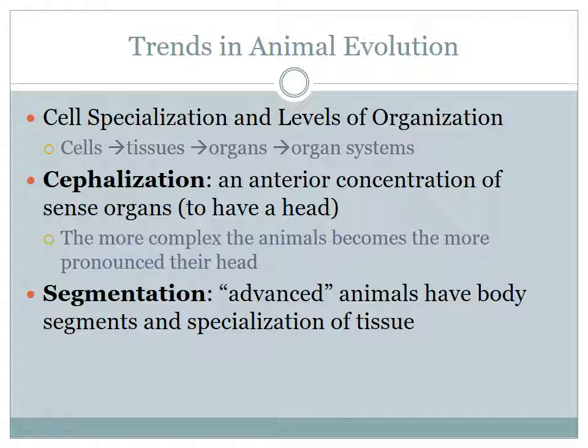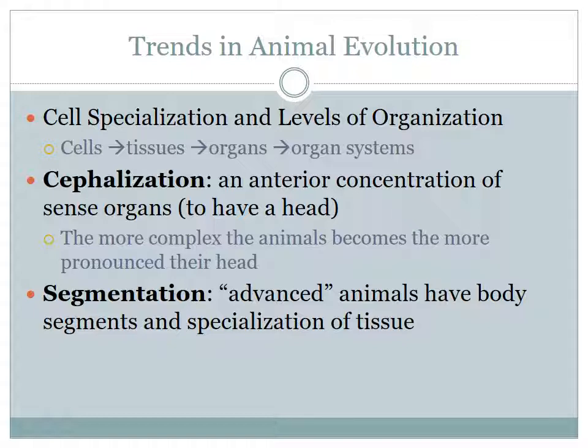Another trend we'll see is cephalization, that there's an anterior concentration of sense organs. They have a head, that head has a brain or some sort of nervous tissue. The more complex animals have become more pronounced in their head. For instance, segmented worms, they have a head, but it's not as profound a difference from its anus as a human head is from our anus.